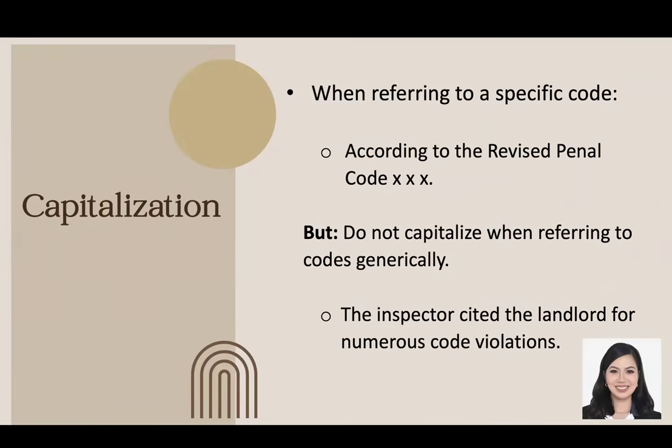When referring to a specific code, for example, according to the Revised Penal Code, you need to capitalize the first letters of Revised, letter R, Penal, P, and then Code, letter C, because that pertains to a specific code. However, do not capitalize when referring to codes generically. For example, the inspector cited the landlord for numerous code violations. So this is general. Code here is cited generically, so you do not need to capitalize the word code.